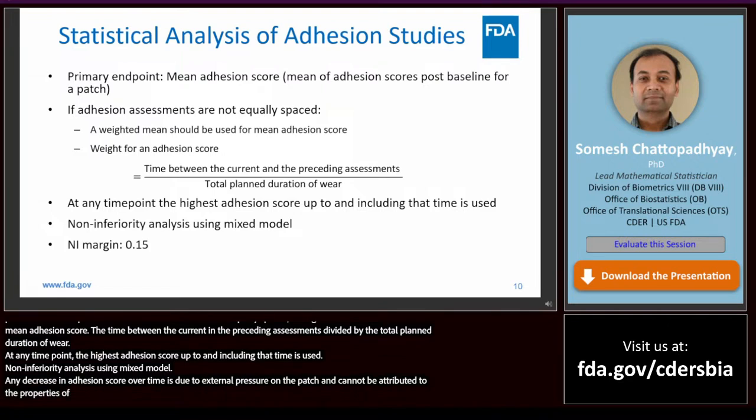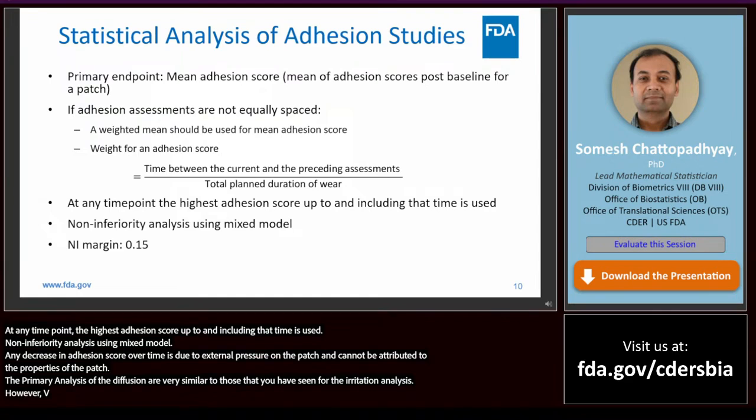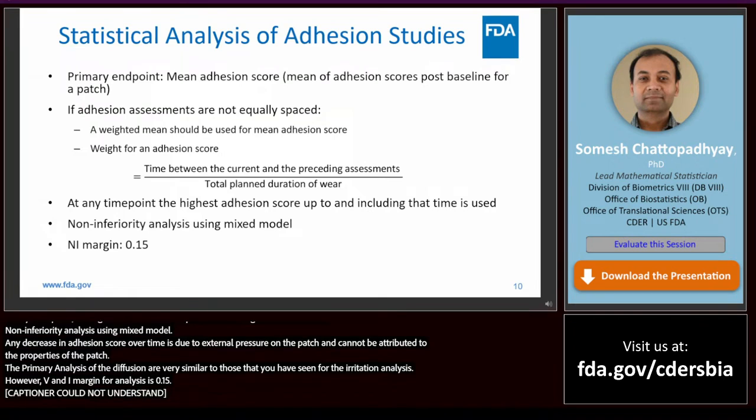The null and alternative hypothesis and the primary analysis of adhesion are very similar to those that you have seen for the irritation analysis. However, the non-inferiority margin for the primary adhesion analysis is 0.15. Non-inferiority of the test product to the reference product in terms of adhesion is established if the upper limit of the 90% confidence interval for the mean adhesion score for test minus the mean adhesion score for reference is less than 0.15.